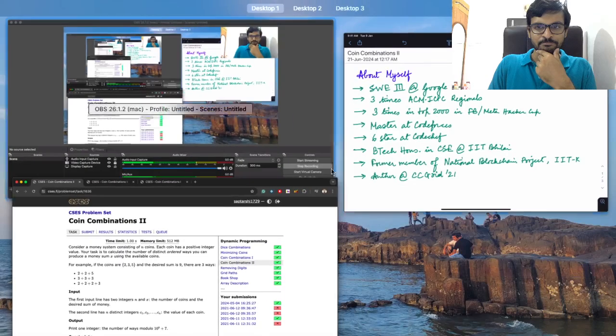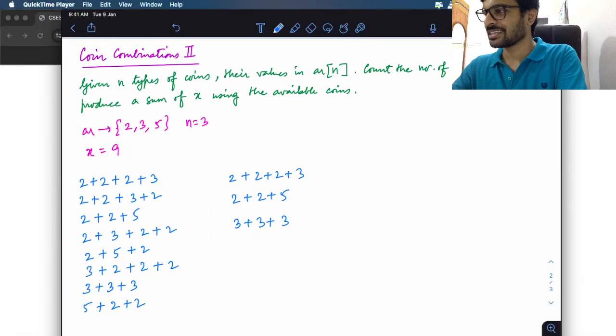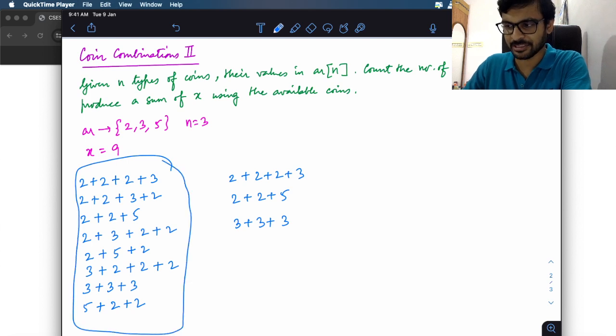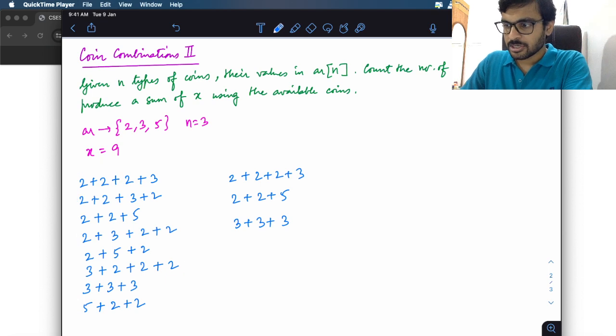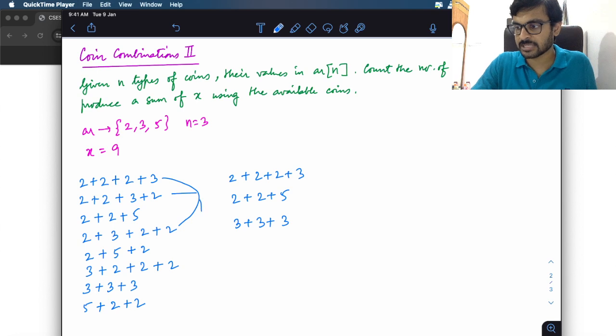So let us see. The question here differs from the previous question by the single keyword ordered. You need to count the number of ordered ways. What does that mean? These are the total number of ways of reaching the sum of 9. If you see, the sum of each row is 9. But 2223 and 2322 are essentially the same thing. If we say that I don't care about the order, then they are the same thing. It's the same thing as 2232 and the same thing as 3222.